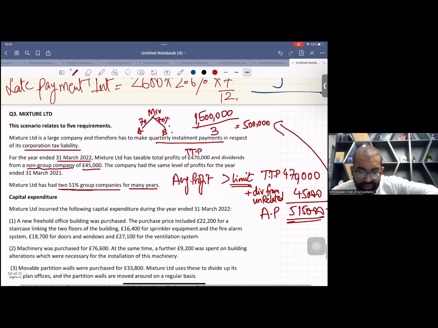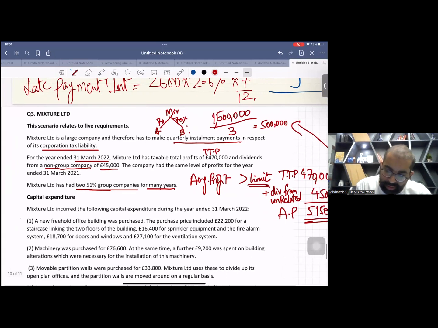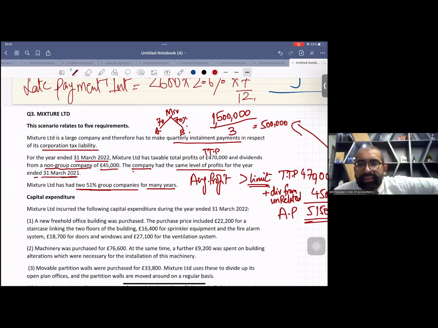But look at this, look at the story. The company had the same level of profits for the year ended 31st March 2021. That means last year the story was still the same, so we were also a large company last year, and this year also we are large. So yes, we can't stay away from installments. We have to pay tax in 4 installments, as it is a 12 month accounting period.